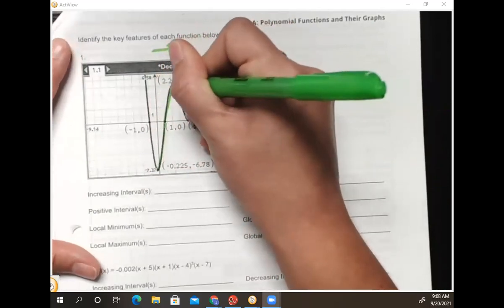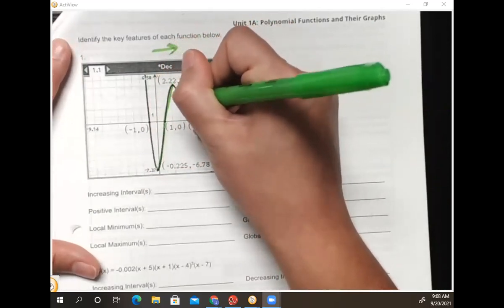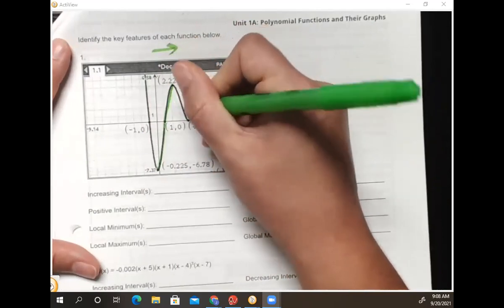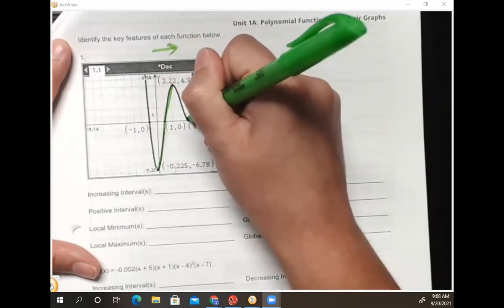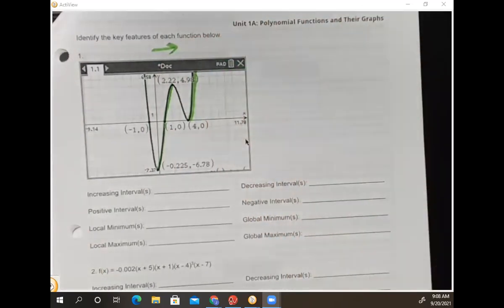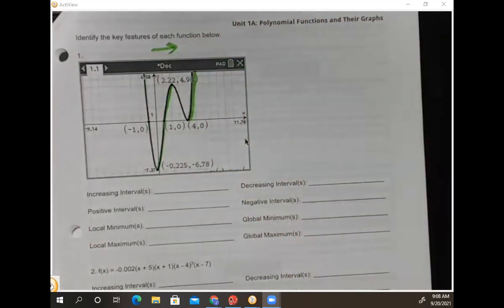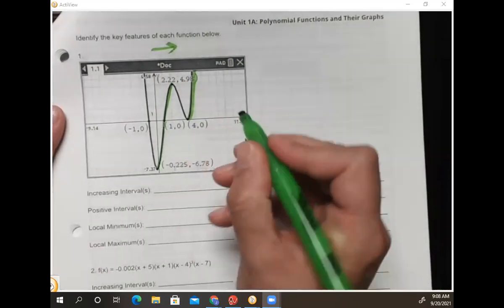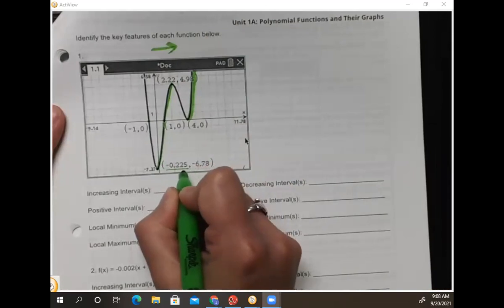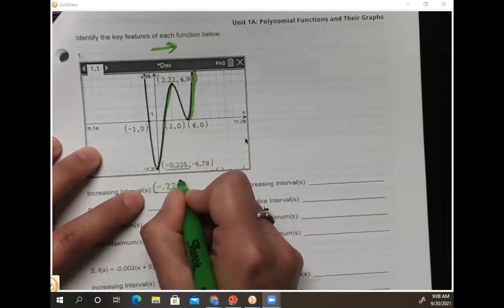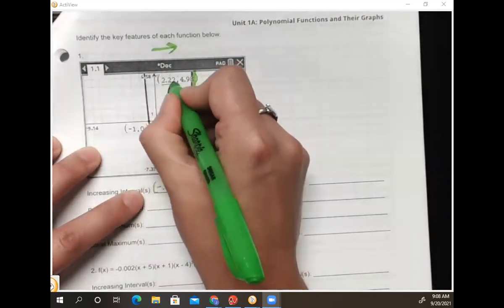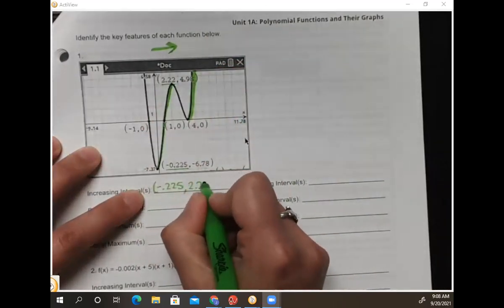So there's an increasing interval. And then I get to this maximum and I turn around and I'm not increasing anymore. And then I get to this minimum and I turn around again and now I am increasing. So those two sections of my graph are increasing. So I'm going to go ahead and write an interval that describes each of those. This first interval, remember we named these by the x values, goes from negative 0.225 until 2.22.